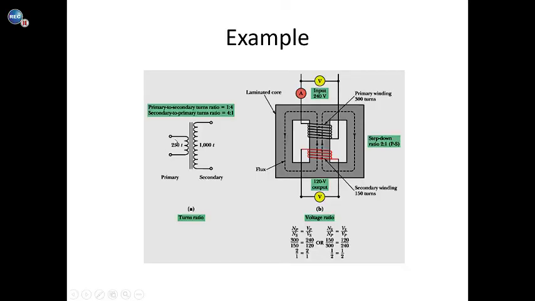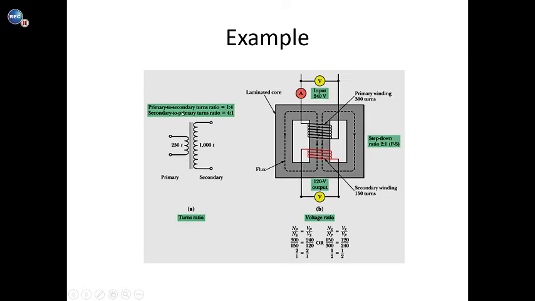This is an example where we have a transformer with 250 turns on the primary and 1,000 turns on the secondary. And so the turns ratio from primary to secondary would be 1 to 4. So this fraction of 250 over 1,000 reduces to 1 over 4.